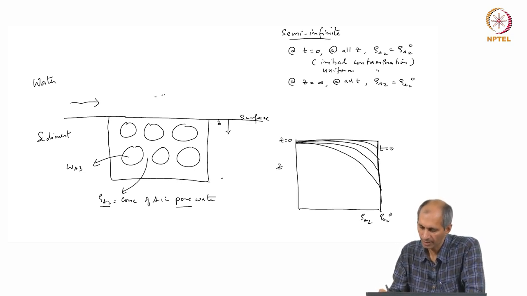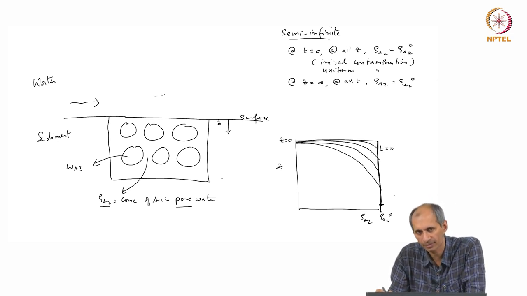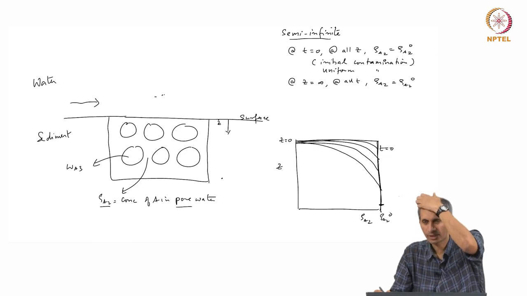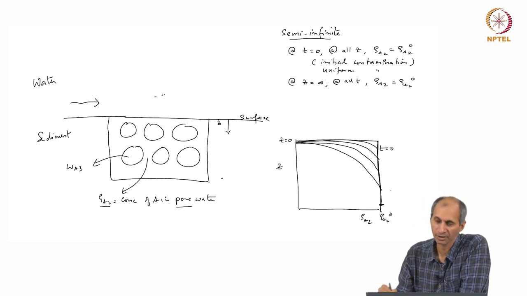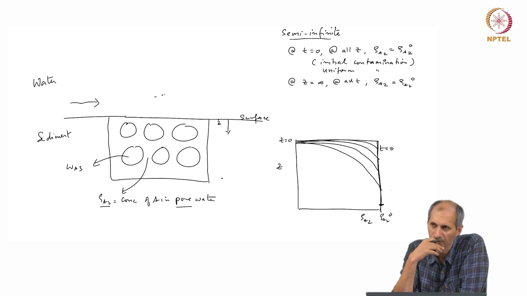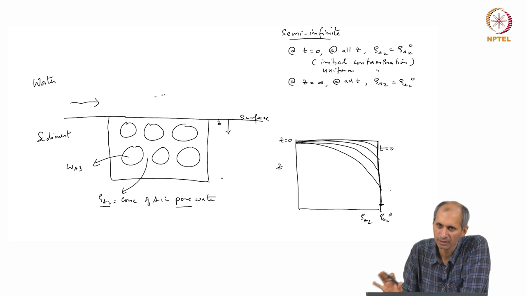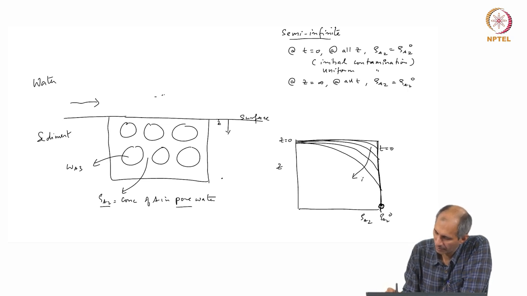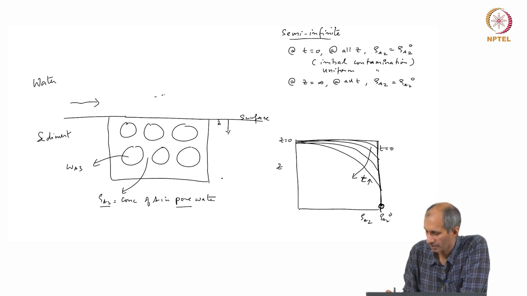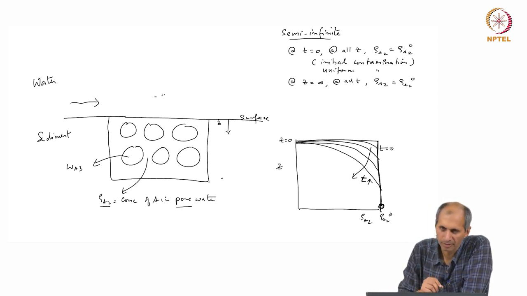So you notice that at some z far away from the surface, it is still at the initial condition. There is some time in the future where this condition does not hold true. But if your analysis is within that time, then it is okay. You can use the semi-infinite boundary condition as long as the z and the time that you are analyzing satisfy it.